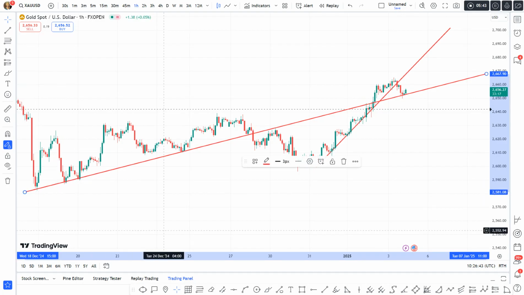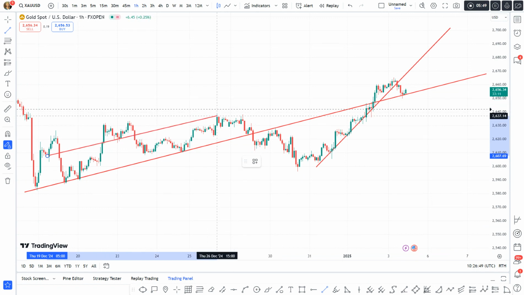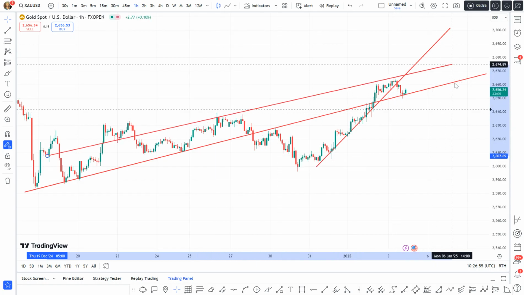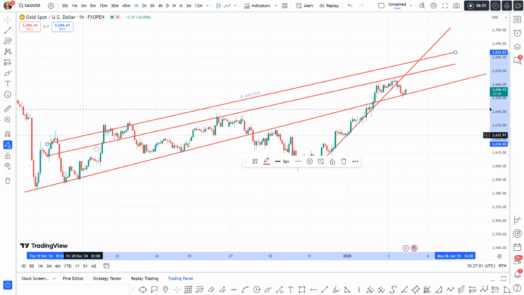It really has to be watched. And this is the current neckline. Two, three. You can see price has respected that structure.